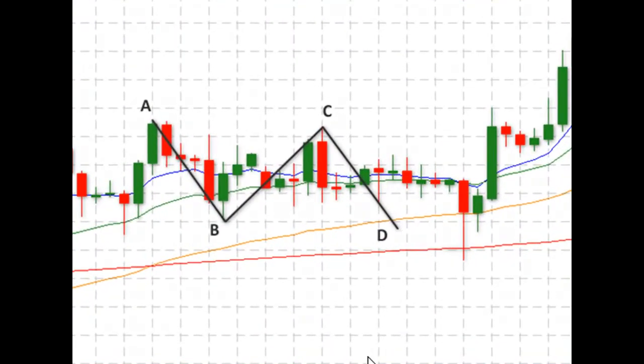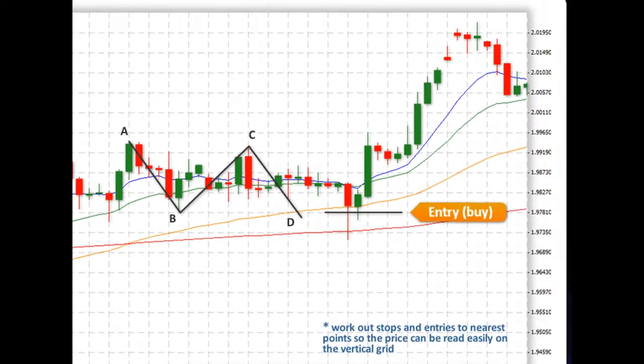Where are we going to be entering? Well, with all strategy 2 trades, we want to enter at the D point. I've adjusted it slightly higher so it's on the grid line, so you can read the price for the currency unit question.